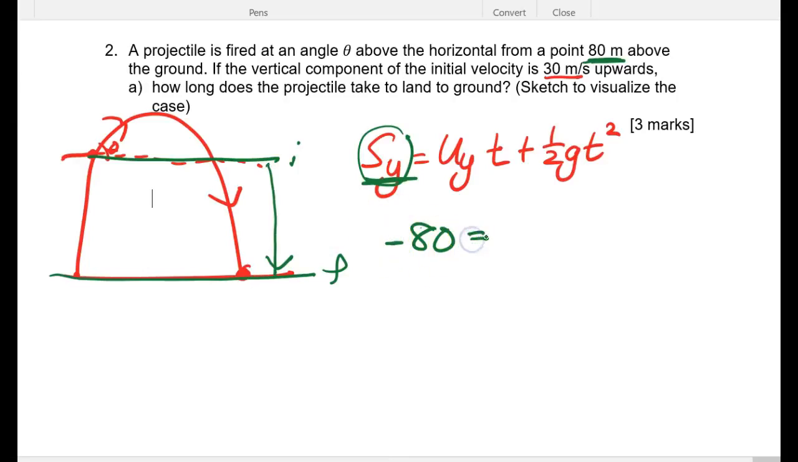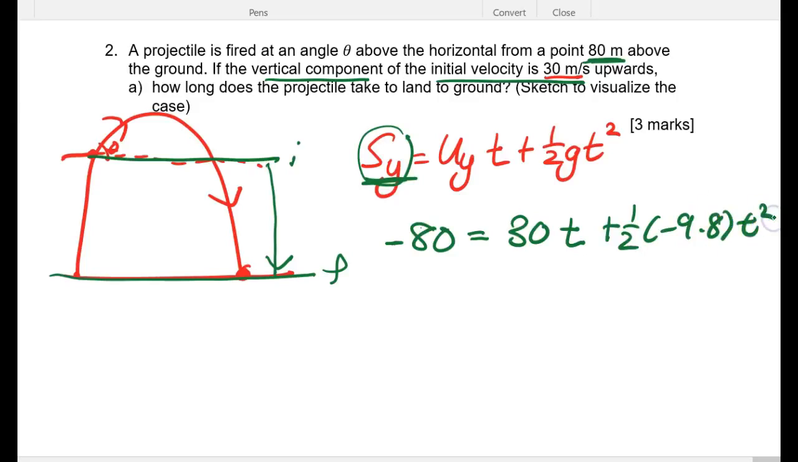And how about my Uy? My Uy is already mentioned. The vertical component of the initial velocity is 30, so it's 30 here. Don't need to try to resolve, no point of doing that. Okay, so 30 is Uy, followed by t, and half of g. g is minus 9.8, t squared.